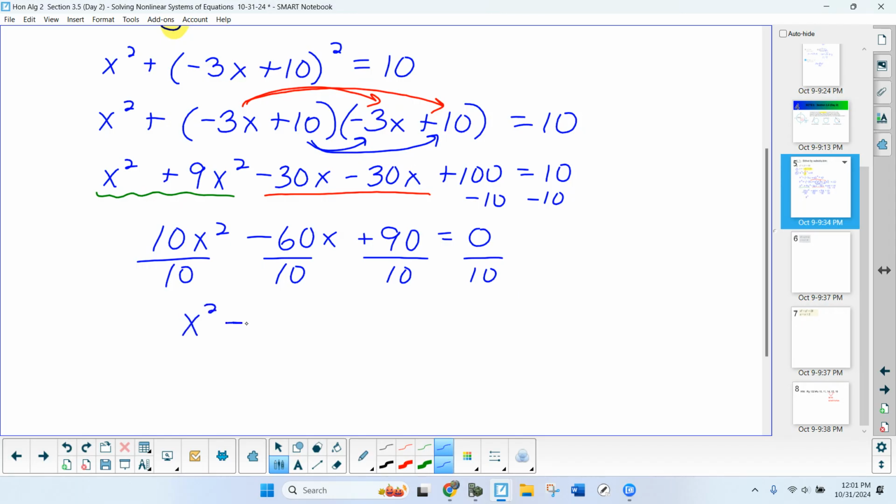x squared minus 6x. You got a question, Don? You're done? Speedy Gonzalez. All right, back to that. Okay, let me double check it real quick.